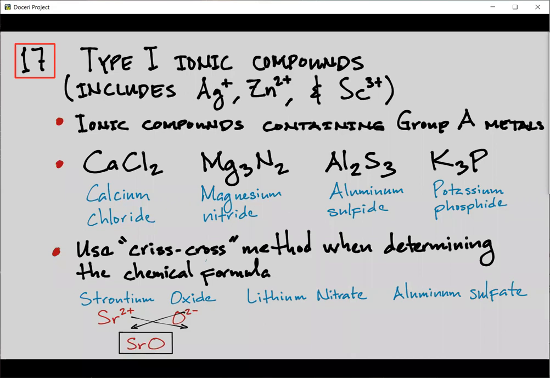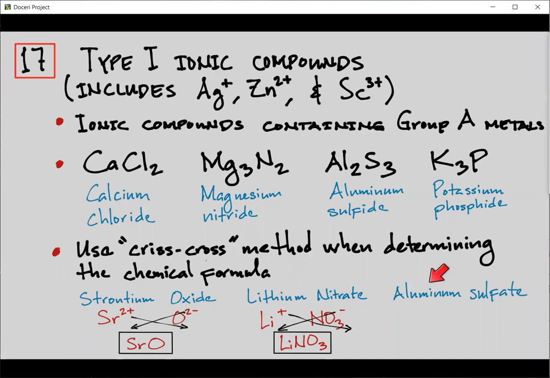All right, we can do the same thing for the second one here. We have lithium nitrate. So you look at the periodic table and identify what the charge of the lithium is. It's +1, so that would be Li+. And then the nitrate is a polyatomic ion with a -1 charge. So that's NO3 with a negative. Perform the crisscross, and what you get is LiNO3, lithium nitrate.